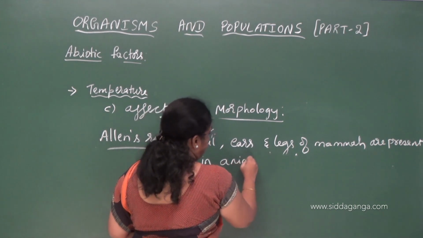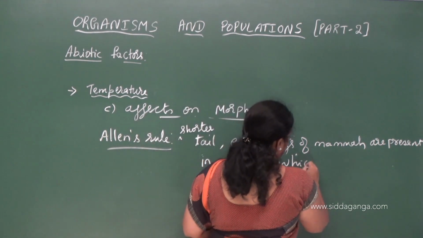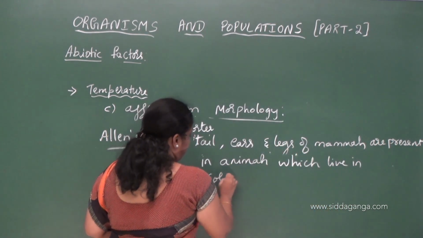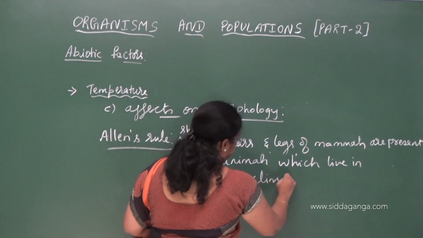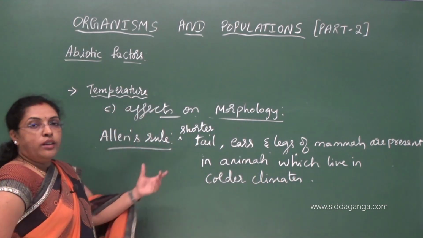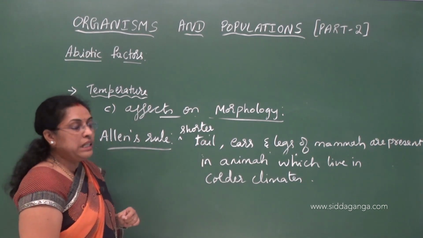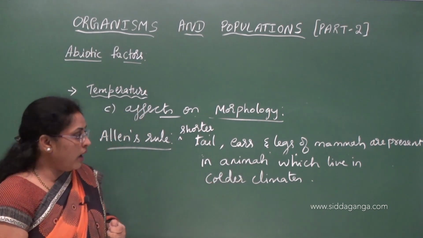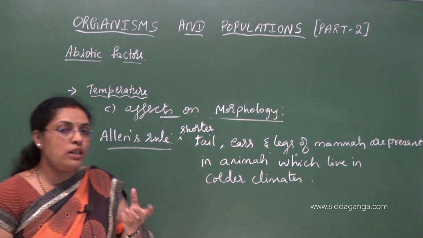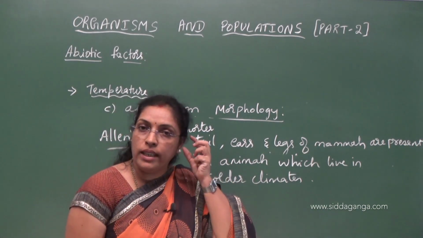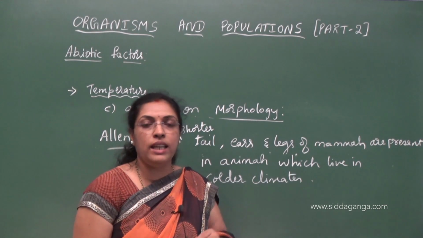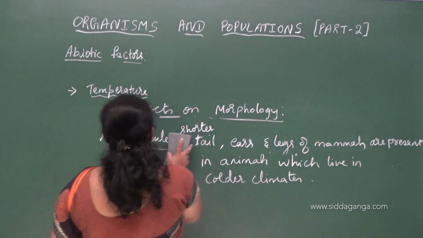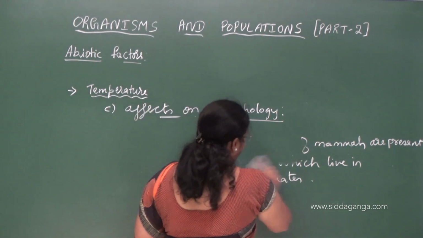The presence of shorter tail, ears and legs in mammals which live in colder climates is Allen's rule. Allen's rule tells that shorter ears, limbs and tail are seen in mammals which live in colder climates. And one more is there, that is Bergmann's rule.